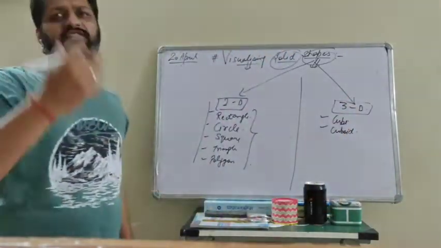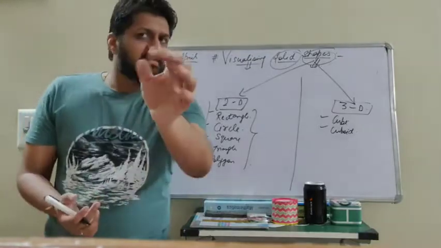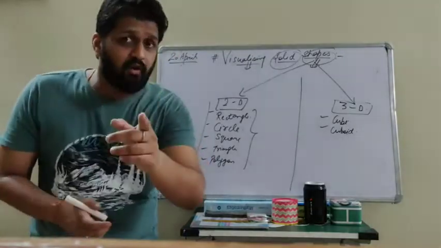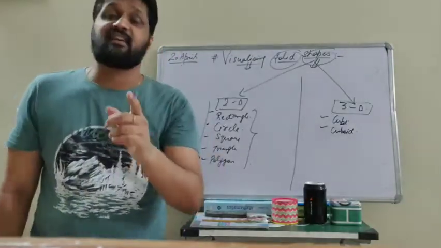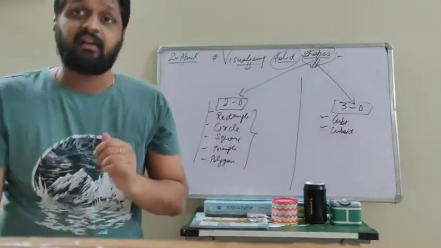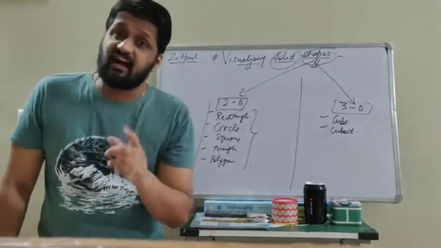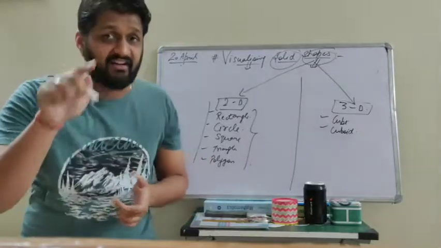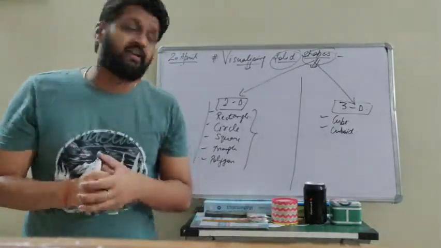Cuboid means, right now you are sitting in which room? Right now you are sitting in a room, and that room will be in the shape of a cuboid because it has the length, it has the breadth, as well as the height. So the room in which you are sitting right now is in the shape of a cuboid.